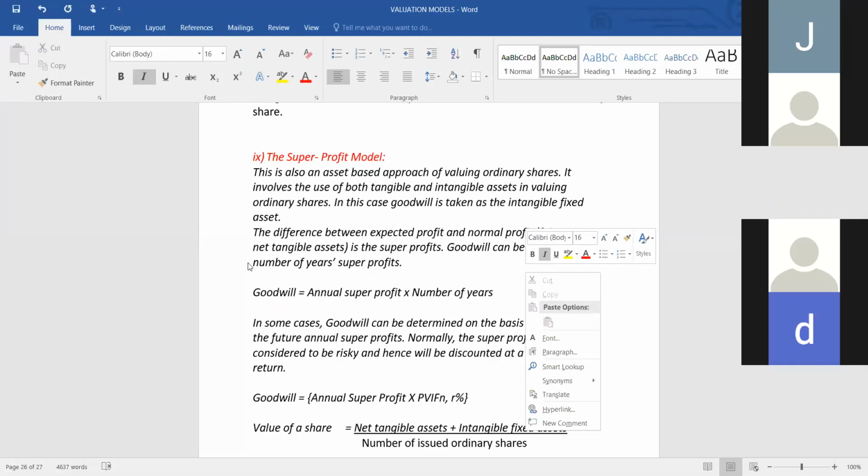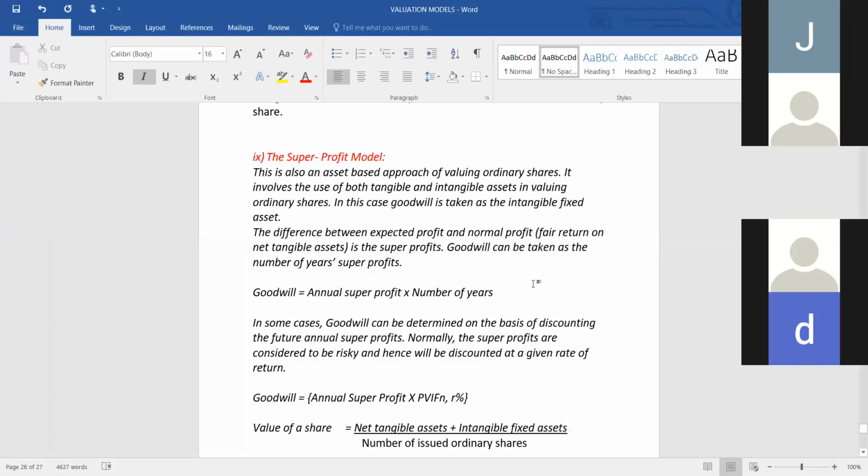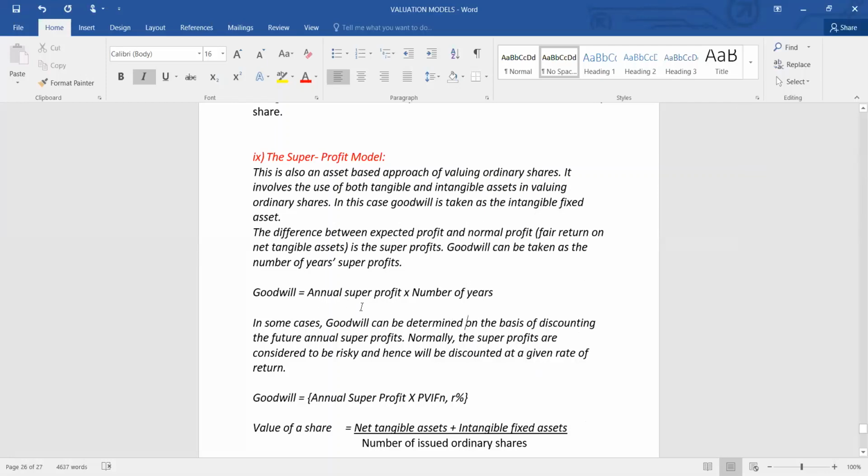I don't know whether you have applied this in accounting. There is accounting for goodwill. I'm not sure whether you have interacted with this in your accounting studies. Sometimes you can work out goodwill by taking the super earnings times the number of years. If your super earnings are, say, 1 million, and you earned them over a period of 5 years, then you take the super earnings times the number of years.